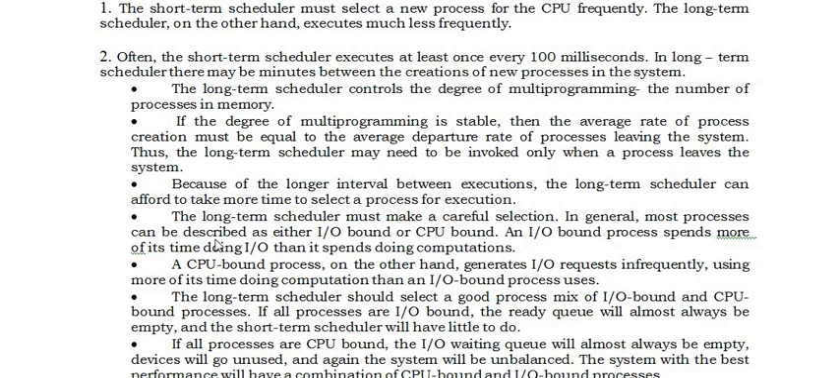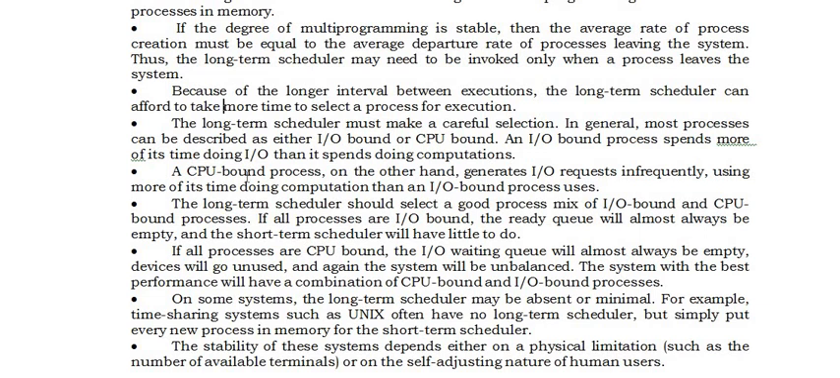In general, most processes can be described as either IO bound or CPU bound. Further on I will be explaining what IO bound and CPU bound are. An IO bound process spends more of its time doing IO than it spends doing computation. So of course they will take more time for IO rather than the CPU. But a CPU bound process spends more time on the CPU rather than on IO. So a CPU bound process, on the other hand, generates IO requests infrequently, using more of its time doing computation than an IO bound process uses. Yes, as I said already, right?